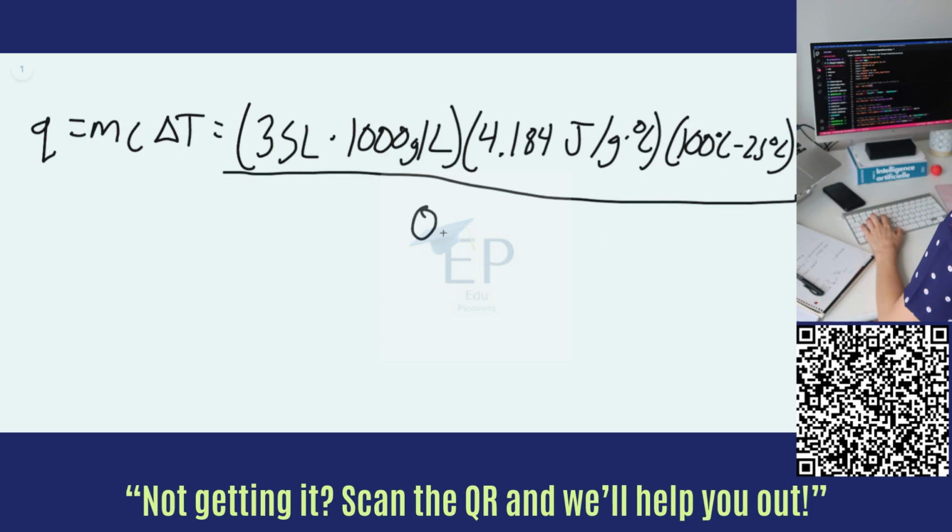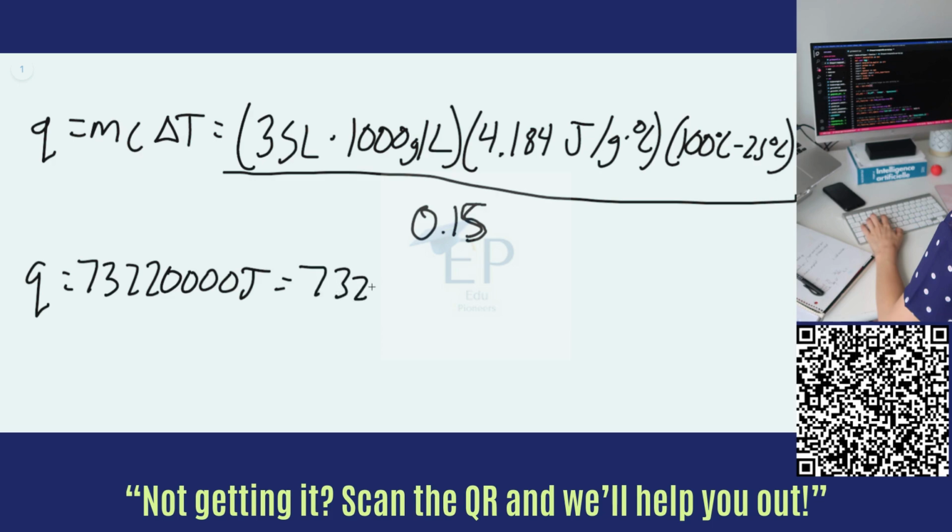And then we'll divide this whole thing by 0.15 since our fuel is producing 15% efficiency, then we need to divide this by 0.15 in order to get the total Q. And so when we do this, our Q is equal to 73,220,000 joules or 73,220 kilojoules. So this is our required heat.